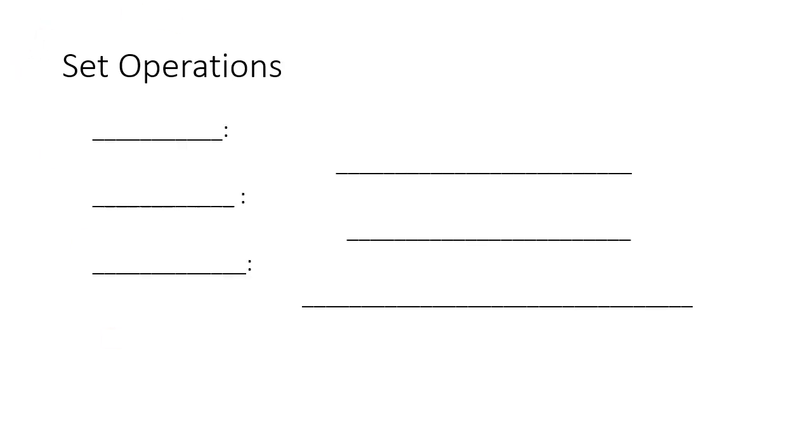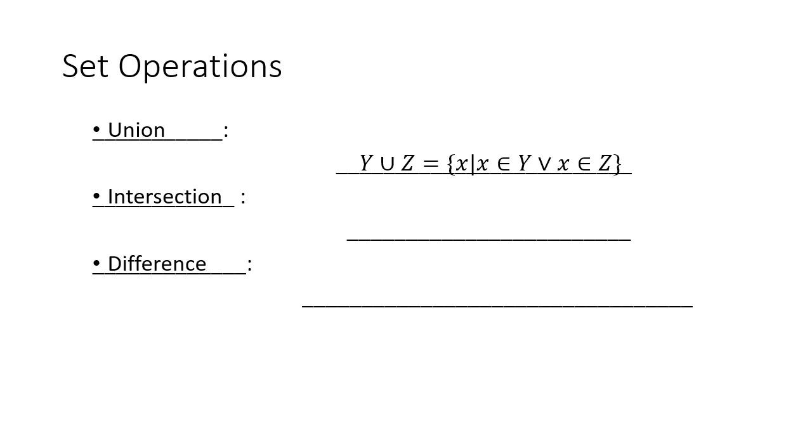So now we're going to look at the notation for certain set operations. The first one is going to be called union. The second one is called intersection. And the third one is called difference. So the first one, union, the notation looks like this. Y union Z is equal to the set of x such that x in Y or x in Z.